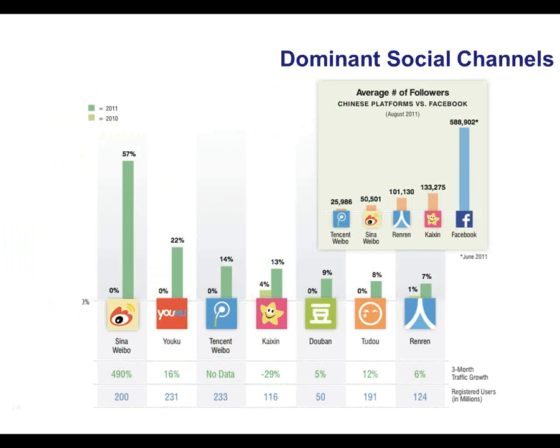So what are the dominant social channels? Sina Weibo, you will see on the left side of the chart, is the dominant channel. That's a competitor to Twitter, but actually we'll see later it does a lot more than Twitter right now. Youku, Tencent Weibo, Kaixin, those are all also local platforms that are still extremely popular with over 100 million users each of them. And those are basically the leaders of the social media platforms.